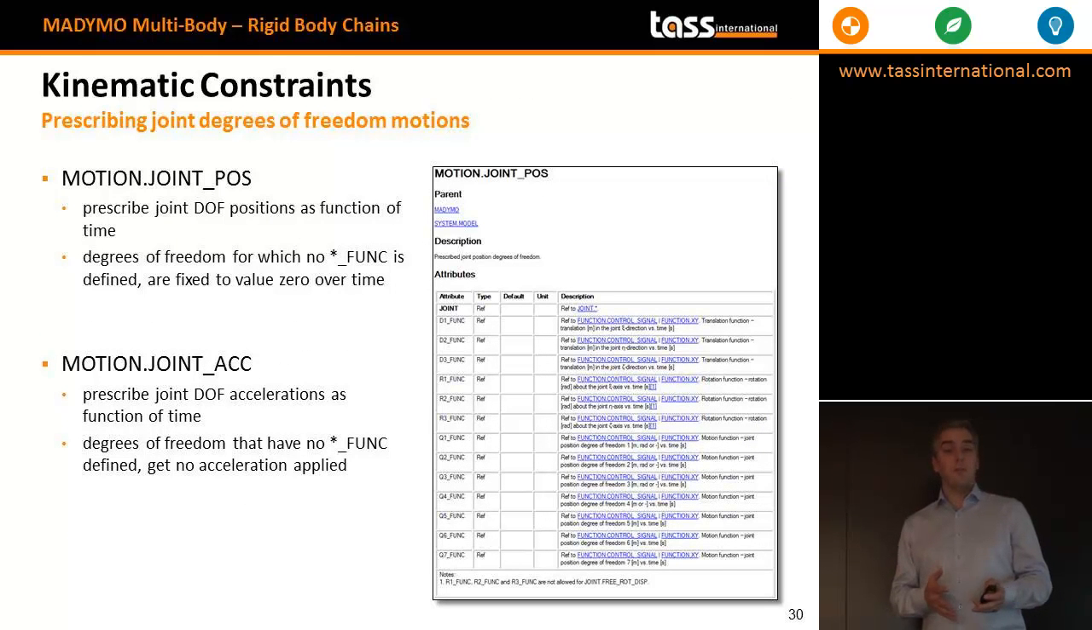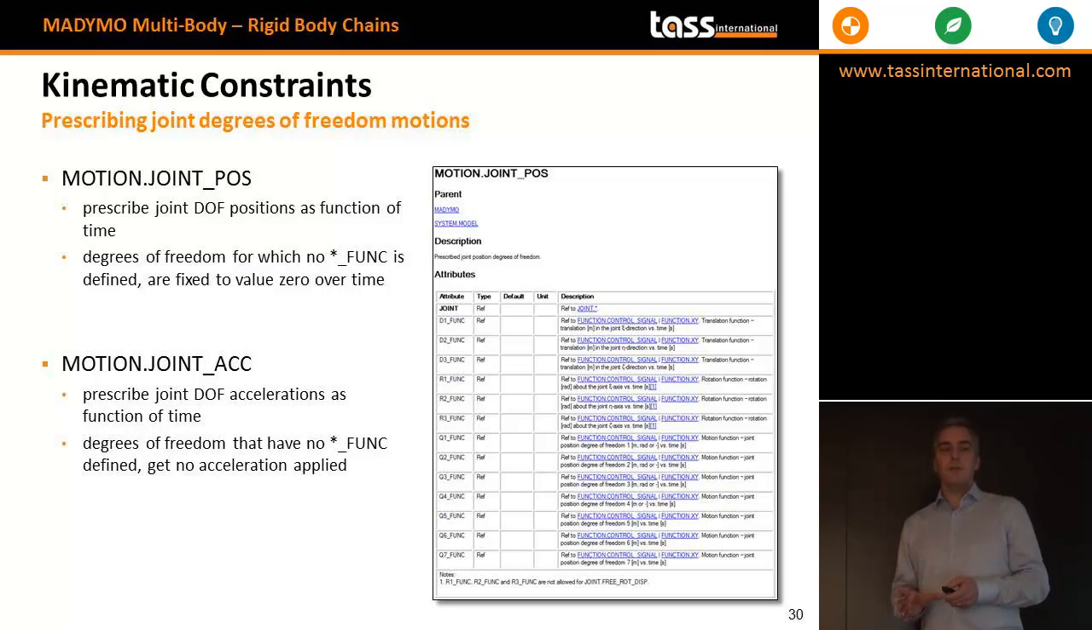The second type of kinematic constraint that I mentioned was prescribed joint degree of freedom motion. You can do that in two ways: by motion joint pos or motion joint ac. So in both ways it's still kinematic. The motion is prescribed, but you can do it in terms of positions or prescribed accelerations. So you will use functions for that: you have a function of the degree of freedom, position or acceleration versus time, and you refer to that in motion joint pos, for instance.